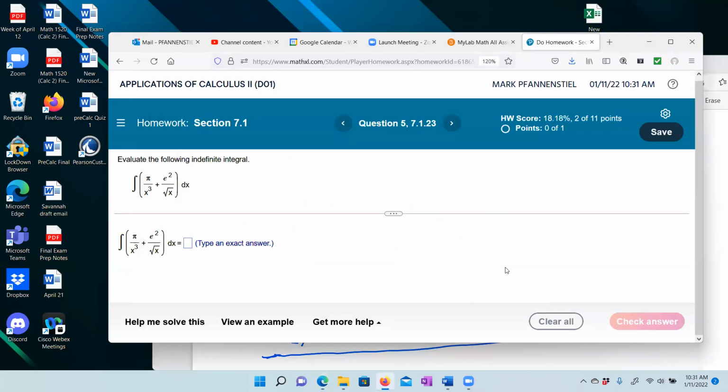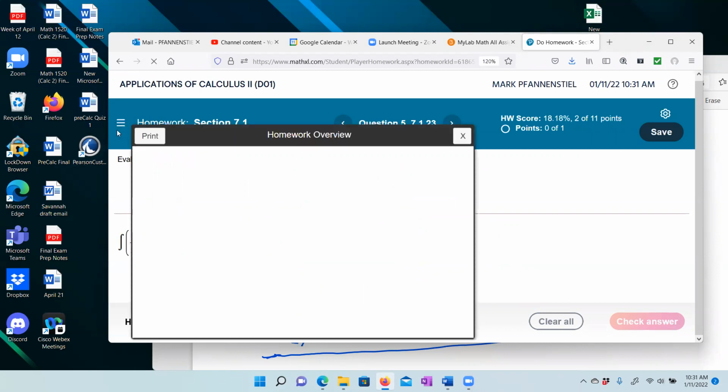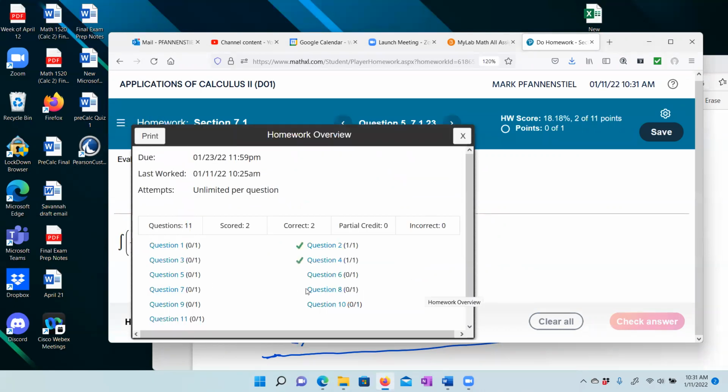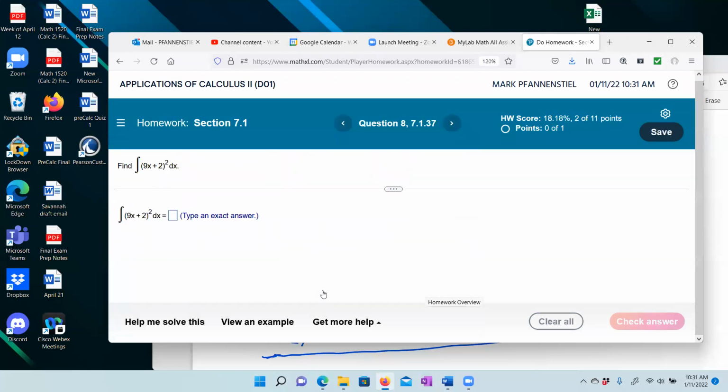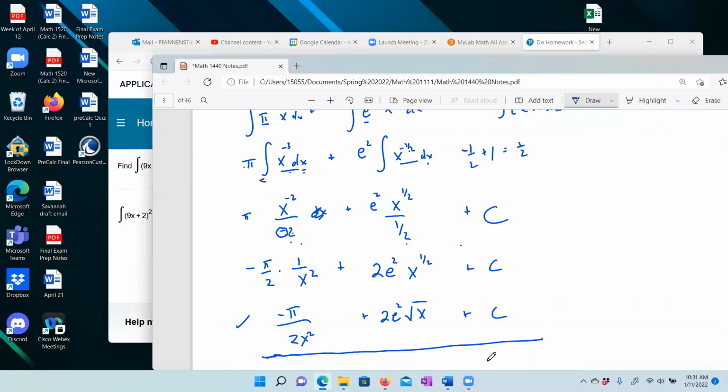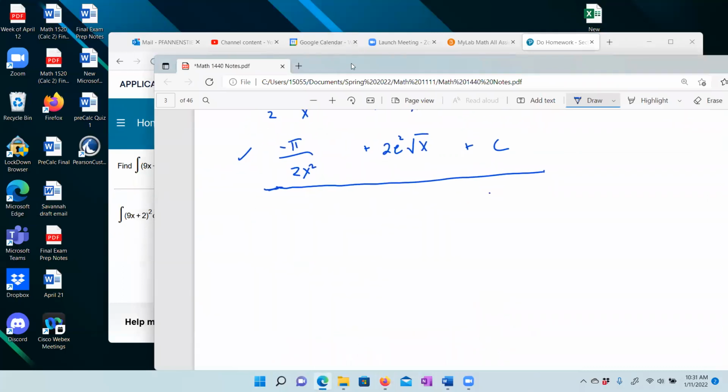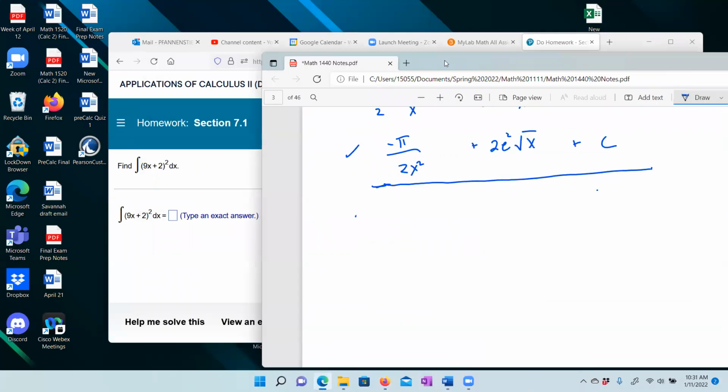Okay, so, let's look at 8. Next issue. So remember, there's a couple of different ways we could do this. I know this is in section 7.1, but I'm going to borrow from 7.2 when we do this.